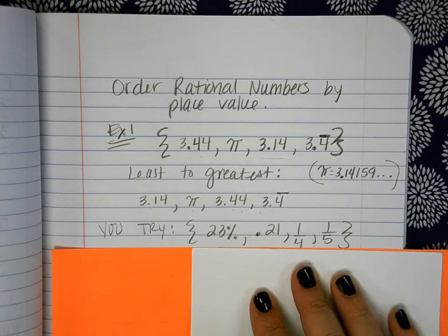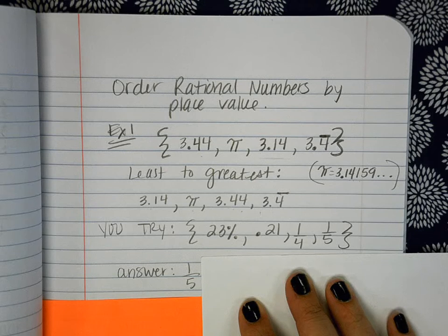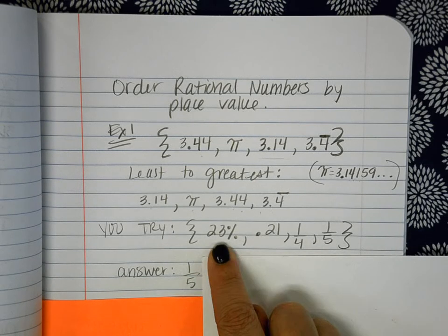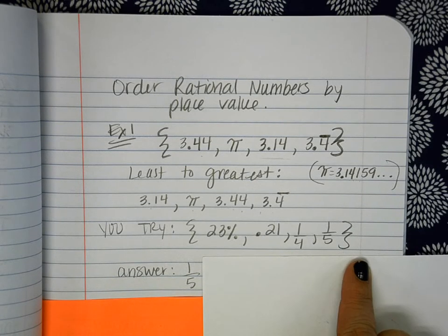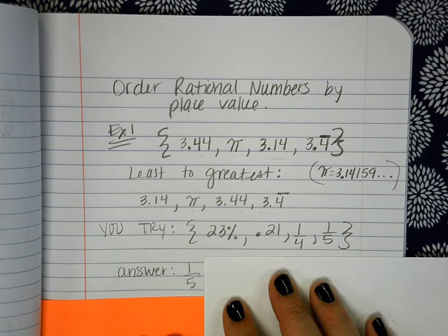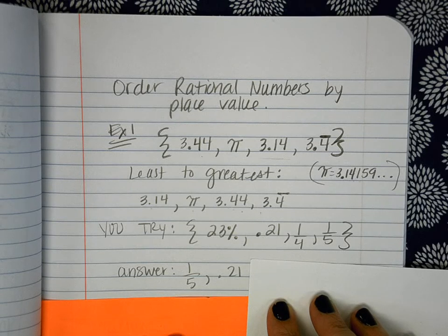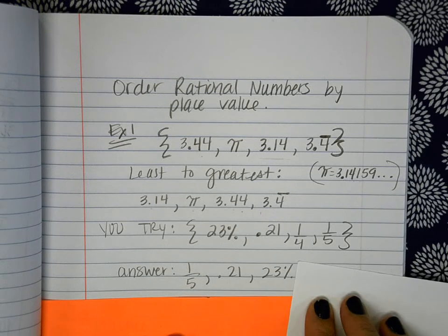Okay, everybody, what number do you think comes first? Just say it. 1/5. Okay, so that's correct. 1/5. Because if this is over 100, you could multiply everything to make it over 100, right? Okay, so you'd multiply by 20, so that'd be 25ths. Okay, or 20 hundredths. And then what about the next number? Say it out loud. 0.21. Good, because that's 21 over 100. Okay, what about the next one? 23%. Good, because that's 23 over 100. And then the last one is 1/4.